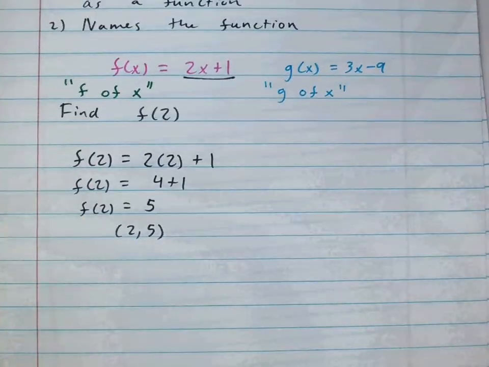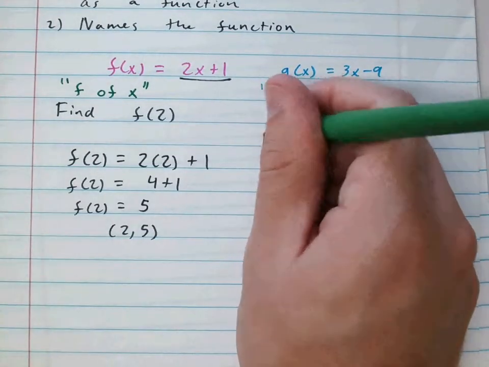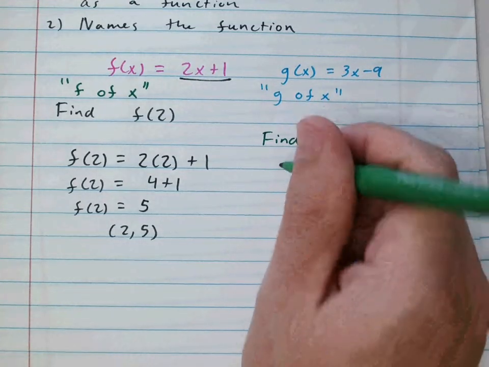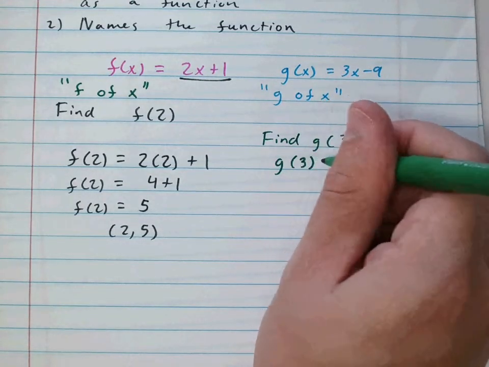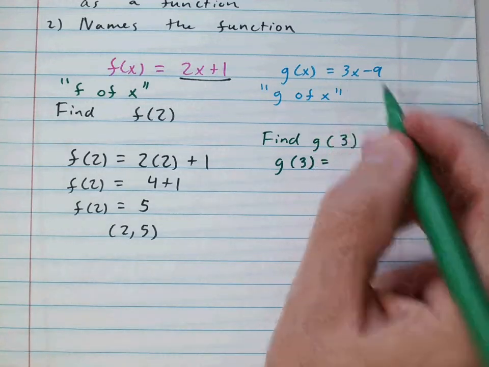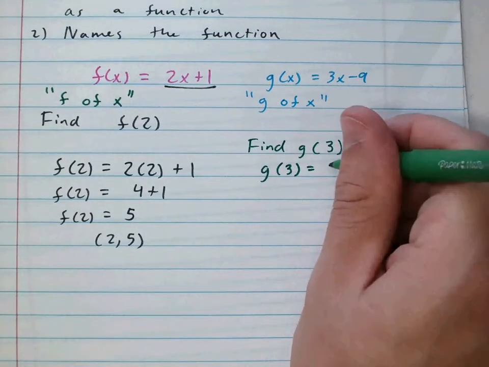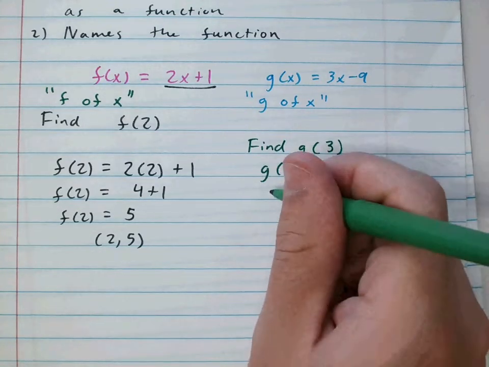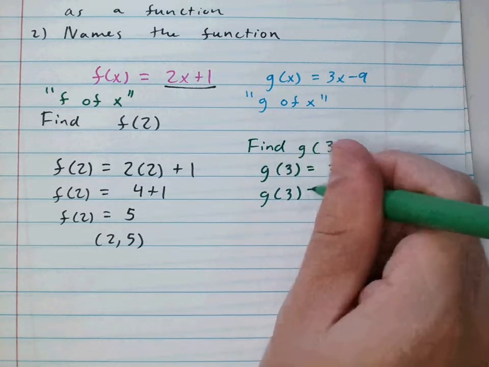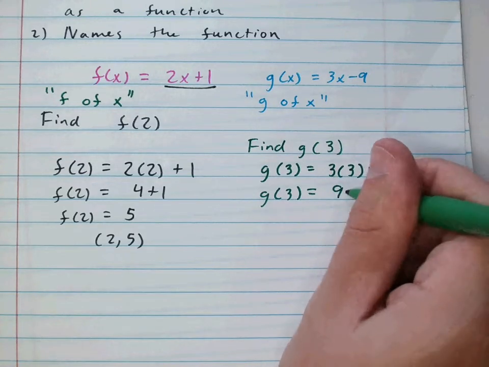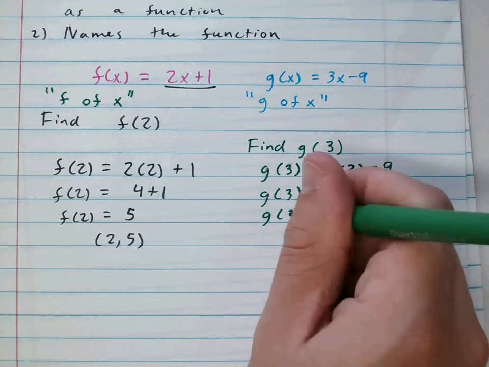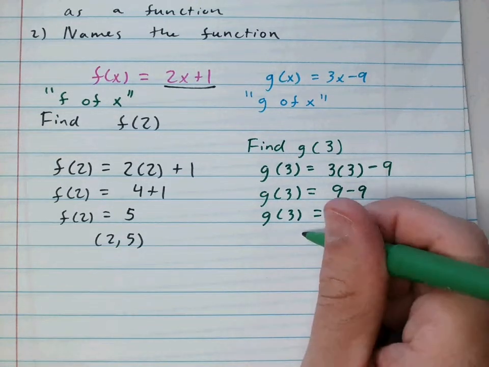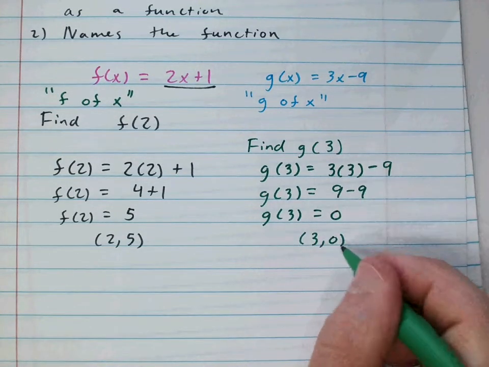Let's look at g over here. Let's go ahead and find g of 3. What that means is I'm going to perform the operation of g onto 3. So I replace my x with 3, and then I do the calculation. So g of 3 would be 3 times 3, 9, minus 9. So g of 3 equals 0. Again, if I were to write this as an ordered pair, it'd be (3, 0).